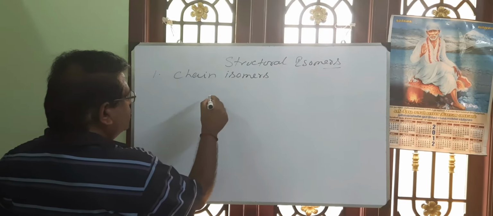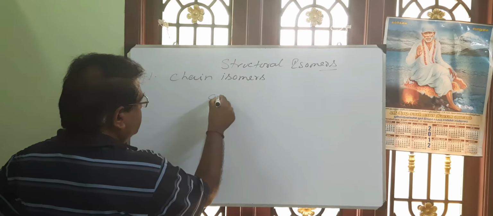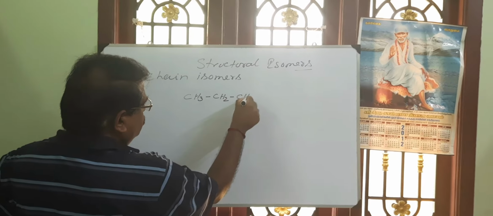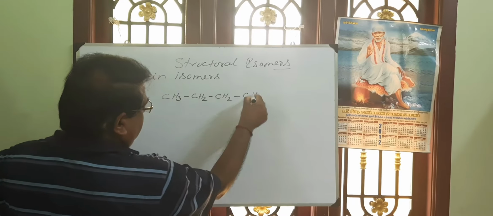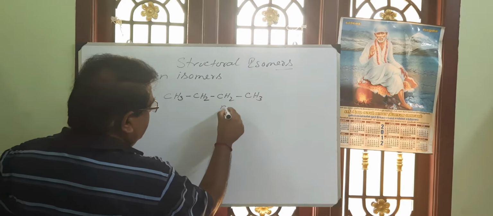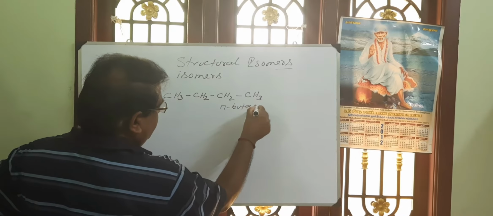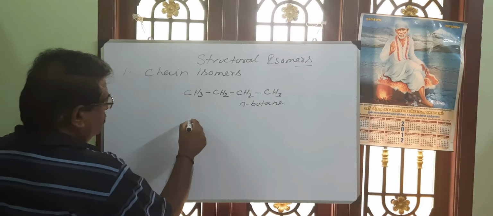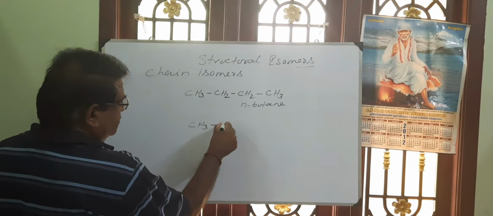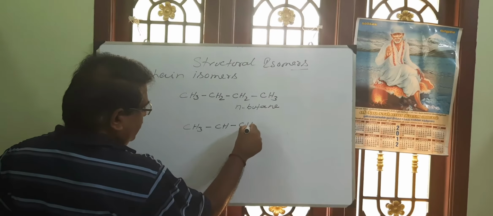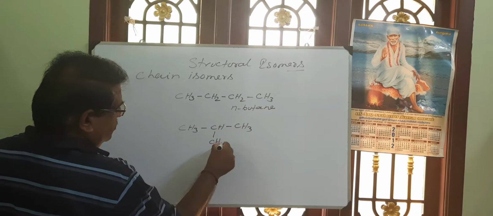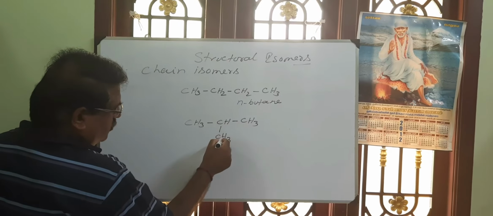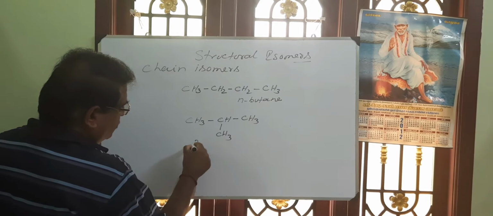For example, consider butane, n-butane: CH3, CH2, CH2, CH3. The name of the molecule is n-butane. Now, let us draw another molecule: CH3, CH, CH3 and CH3. This is propane with three carbons, and the methyl group is on the second carbon atom, so 2-methylpropane.